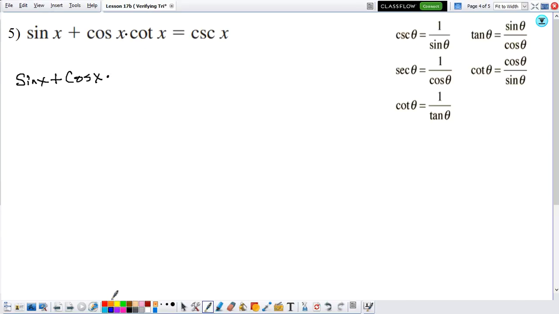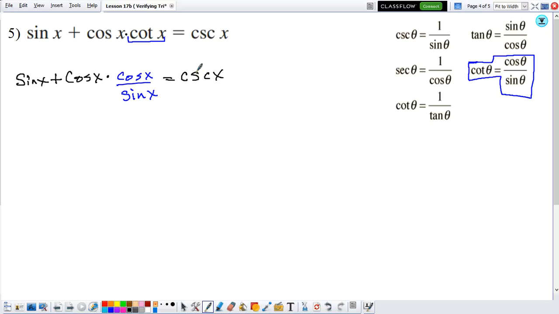Times cotangent. Is there a way for me to rewrite cotangent? Notice that cotangent is cosine over sine here. So instead of writing cotangent, I'm going to write cosine of x over sine of x equals the right side. Now, even though I said to change everything in terms of sine and cosine, notice that cosecant you can rewrite as 1 over sine, but we're just modifying one side. If you start modifying the left side, you don't touch the right side, or vice versa. So I'm going to leave the right side as cosecant.